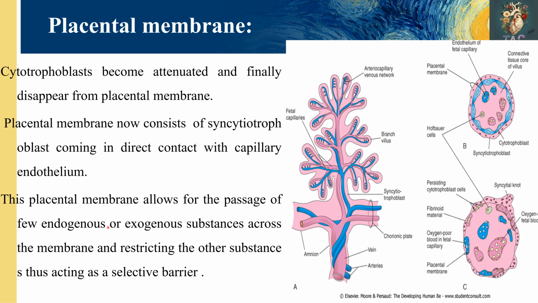This placental membrane allows the passage of a few endogenous or exogenous substances across the membrane and restricts other substances, thus acting as a selective barrier. So this is the primary stem villi, and these are the branch villi. This one is the chorionic plate, and these are the fetal umbilical vein and two umbilical arteries giving branches to the villi.